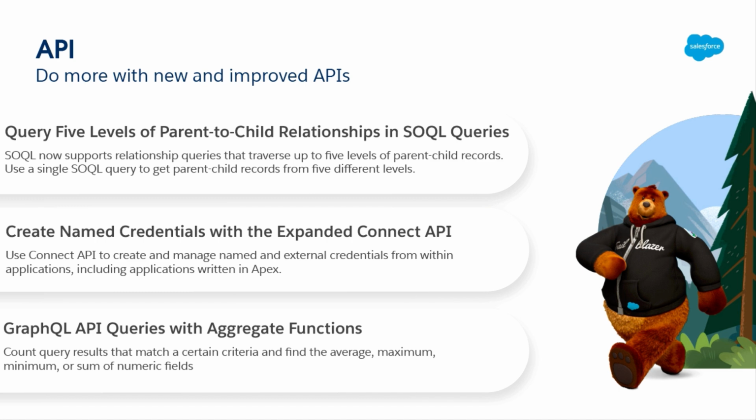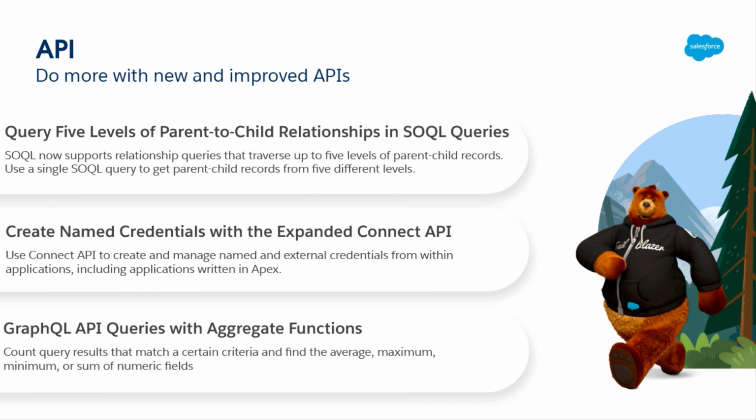You can query up to 5 levels of parent-child relationships in SQL from the REST and SOAP APIs. Now it is possible to create name credentials with the expanded Connect API. Use the Connect API to manage name credentials from REST and Apex.